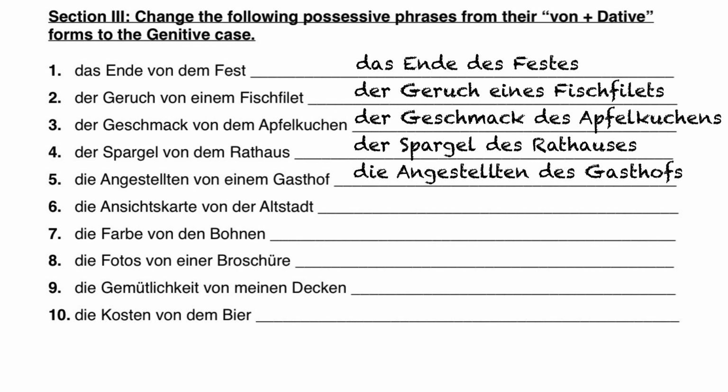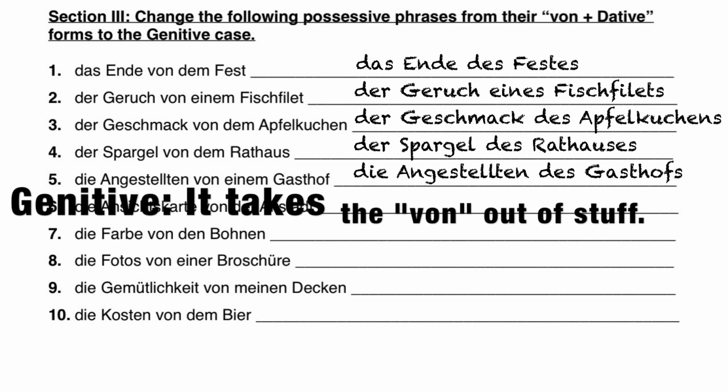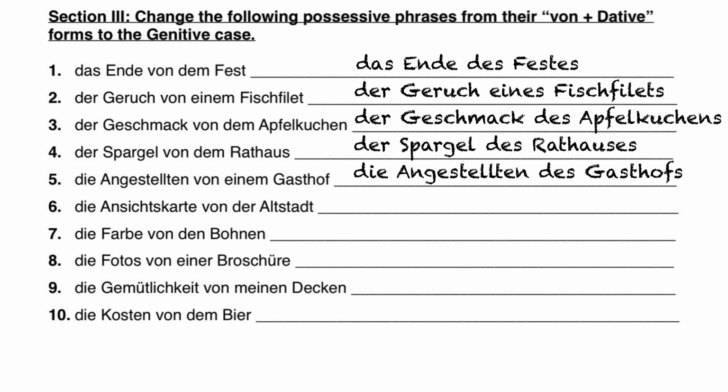Die Ansichtskarte von der Altstadt. The greeting cards from the old city. Altstadt is feminine, so the only thing that really happens here is we take out the von and it becomes genitive instead of dative. Die Ansichtskarte der Altstadt. Notice that we don't have to add anything to the end of the noun here because it's not neuter or masculine. Only neuter or masculine things will take an S. You don't add an R to the end of the noun either.